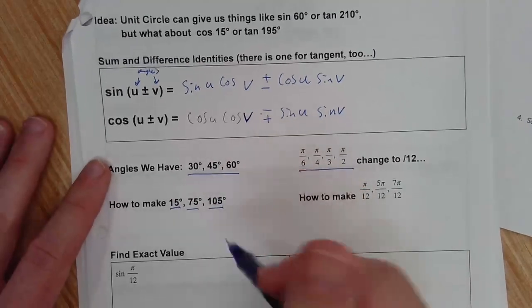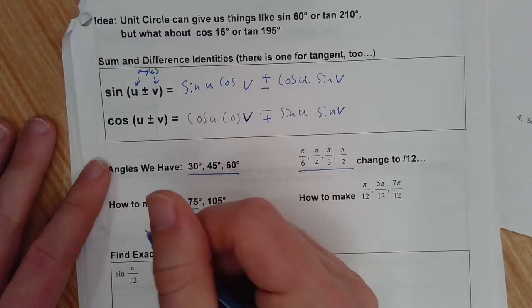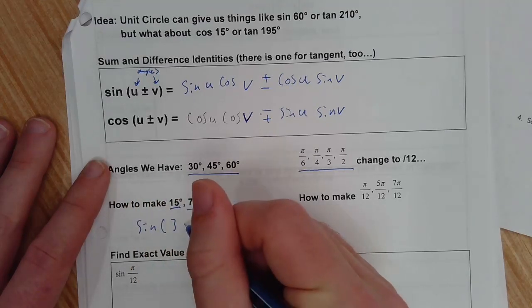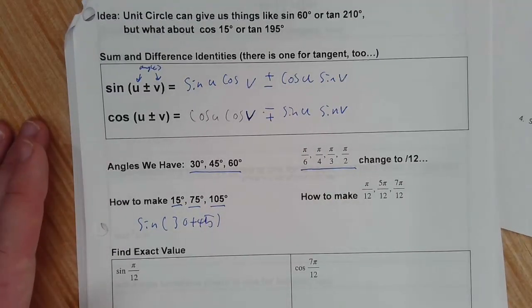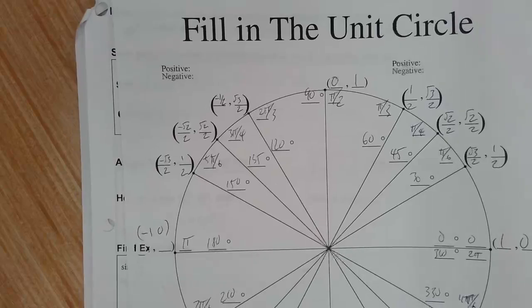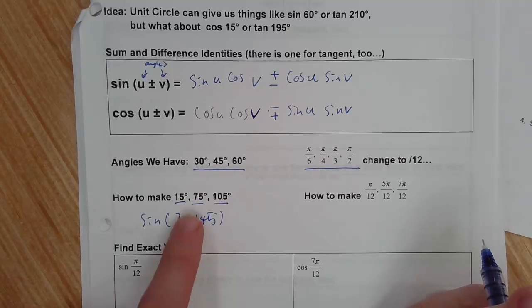How could I combine these angles up here to get 75? 30 plus 45, or 40 plus 35, right? So we could write this as sine, for example, 30 plus 45. You can use, guys, any angle on the unit circle. You could use 150, you could use 300, you could use 30, any of these angles that you want. But sine 30 plus 45 would work for 75.